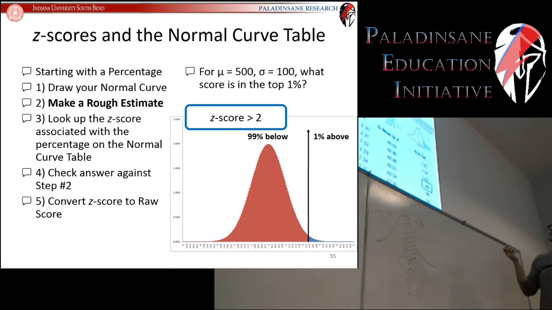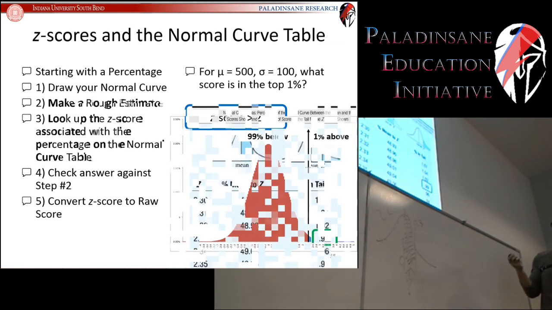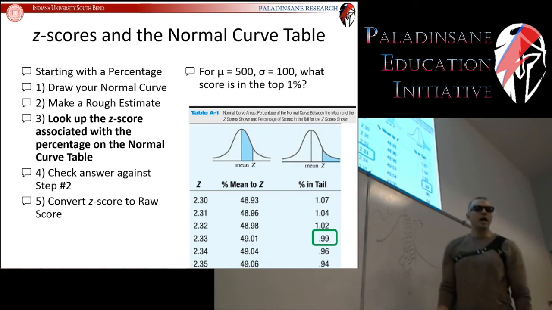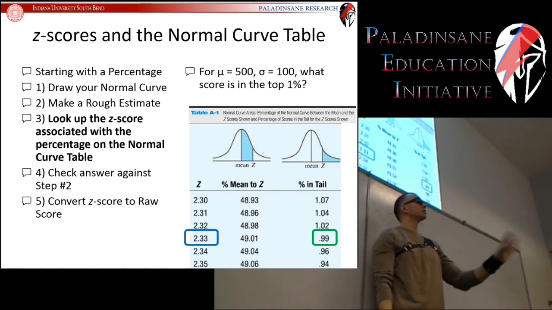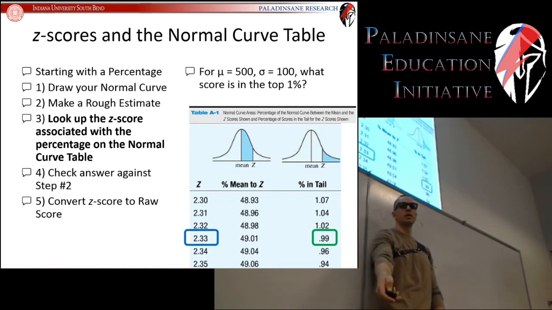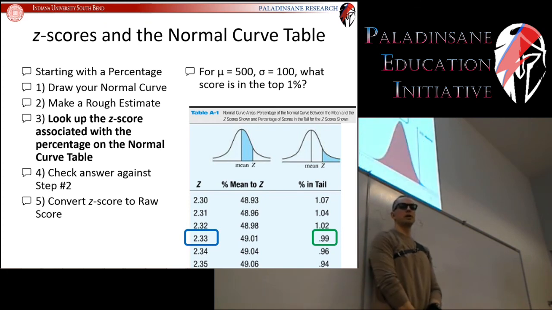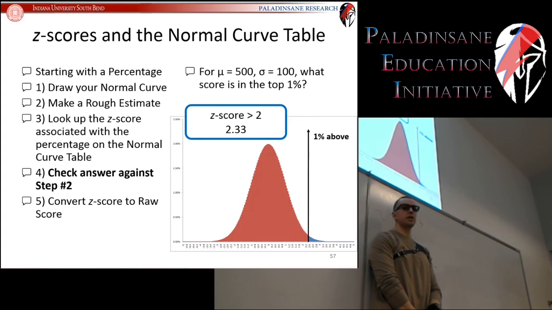So we found our percentage. We scroll across. We get our z-score now. And we double check. So we have a z-score of 2.33. We go back to our rough estimate. And a z-score of 2.33 is matching our rough estimate. That actually is greater than 2.